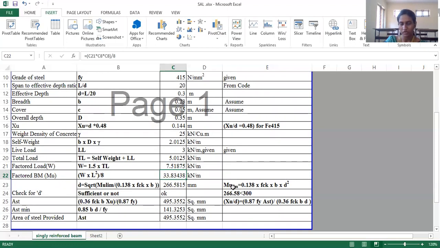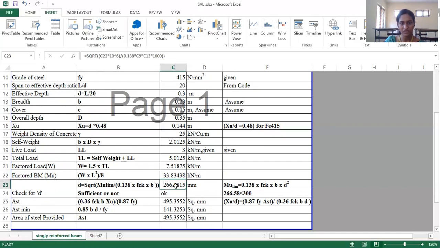The next step is to check for the depth. You already know the formula: Mu limit is equal to 0.138 FCK B D square. This 0.138 is because of the steel, which here is Fe415. I have rearranged it to calculate the depth. So the formula you should substitute to get D is: D is equal to the square root of Mu limit divided by 0.138 into FCK into B.